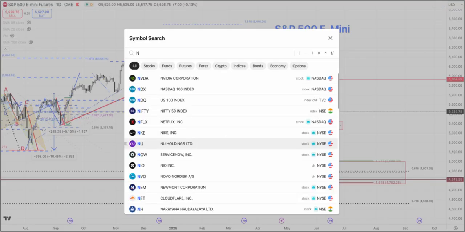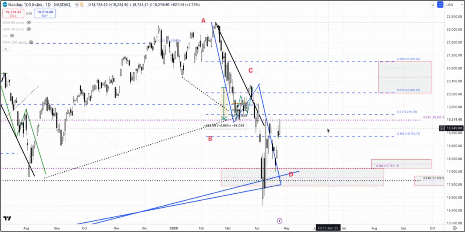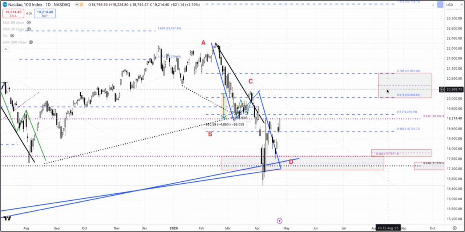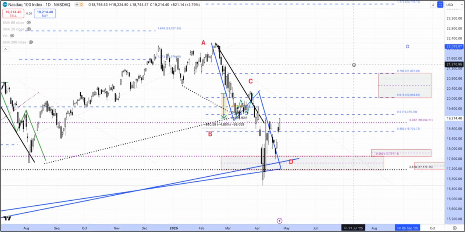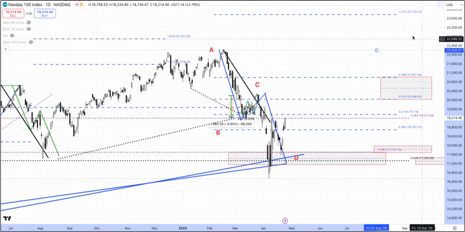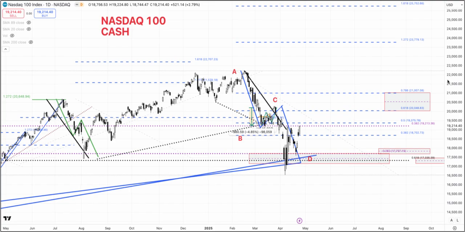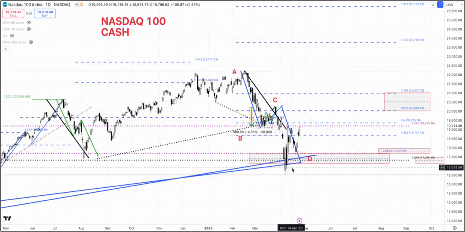And then if we take a look at NDX, which is the Nasdaq 100 cash market, and look, it's getting pretty strong as well, up 2.79% or 521 points today. Talk about volatility. Wow, this is some really amazing volatility. So again, we completed a very nice ABCD formation right into this support zone.